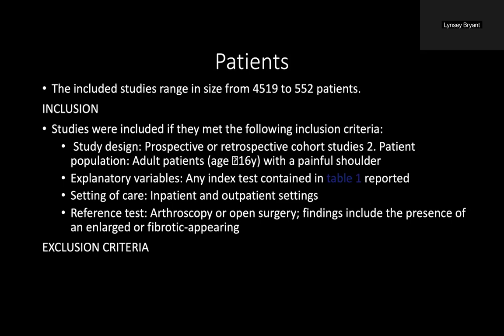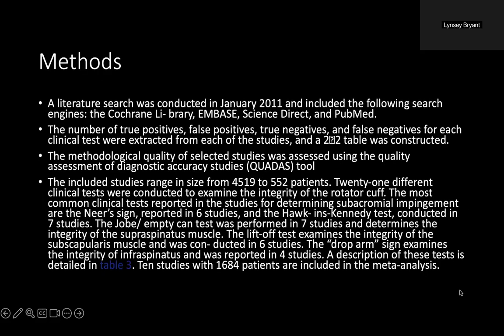And the reference test had to have some sort of surgery, either arthroscopy or open surgery, with findings to include the presence of an enlarged or fibrotic appearing tendons. And the exclusion criteria was just based off of the title alone, based on what the meta-analysis stated. The methods was a literature search conducted from January of 2011, including the following search engines. So they used several different databases.